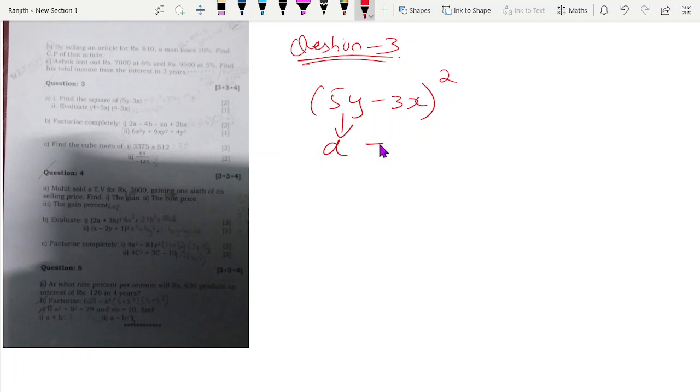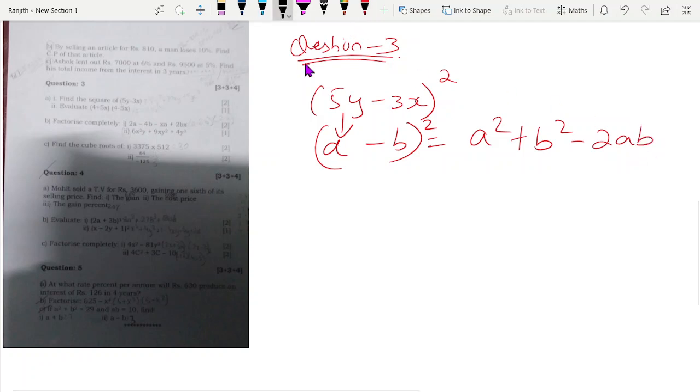This entire thing is a minus b the whole square. What's the formula for a minus b the whole square? a square plus b square minus 2ab. Yes. Whoever answered a square minus b square, that is wrong. Then substitute. 25. First substitute.